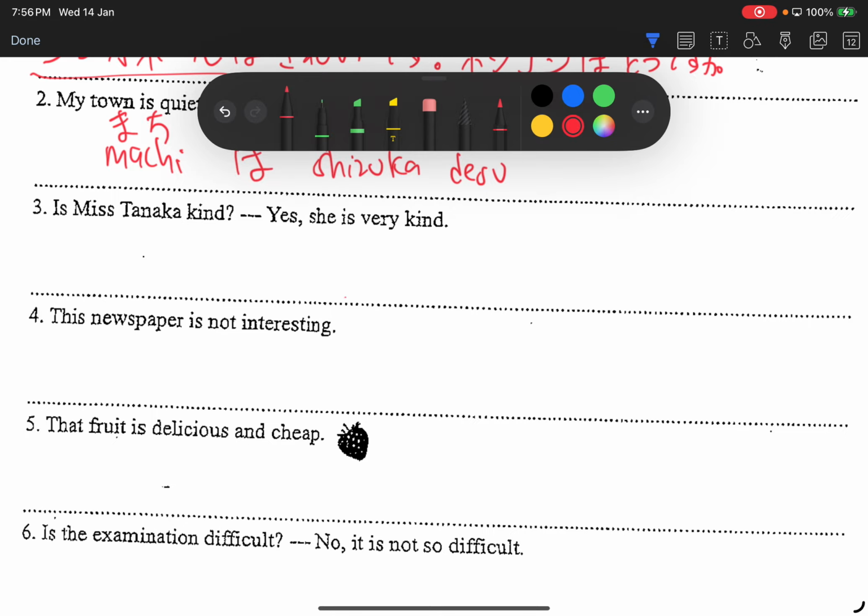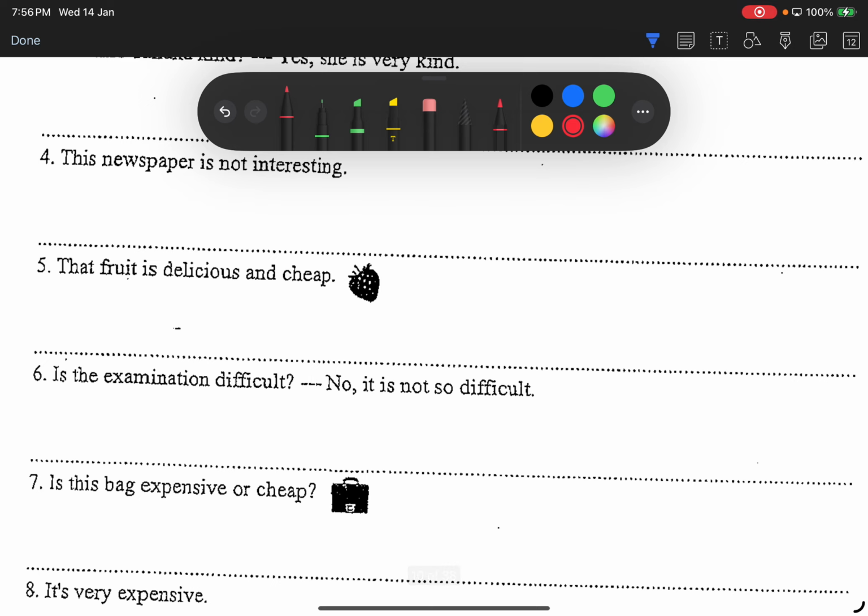Okay, next one. That fruit is delicious and cheap. Never put ichigo. Sono kudamono wa oishii desu. Don't need to put ichigo. Soshite yasui desu. Very good. I mean it shows the picture of the strawberry, but they say translate that fruit. So that fruit, sono kudamono. Or if you want to use the word ichigo, it's fine as well. Ichigo wa oishii desu. That's the first sentence. Oishii desu, full stop. Soshite, comma, yasui desu.